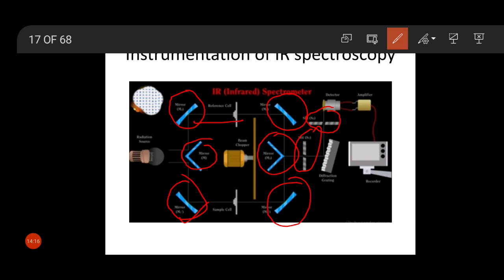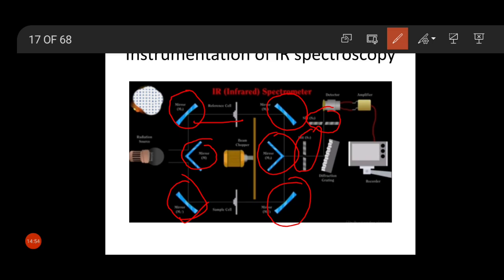Finally, the detector determines which frequencies have been absorbed by the sample and which are unaffected, that means which are transmitted. The intensity of the absorbed radiation will be decreased, and the signal will be amplified by the amplifier, and finally the IR spectrum will be visible in the recorder.